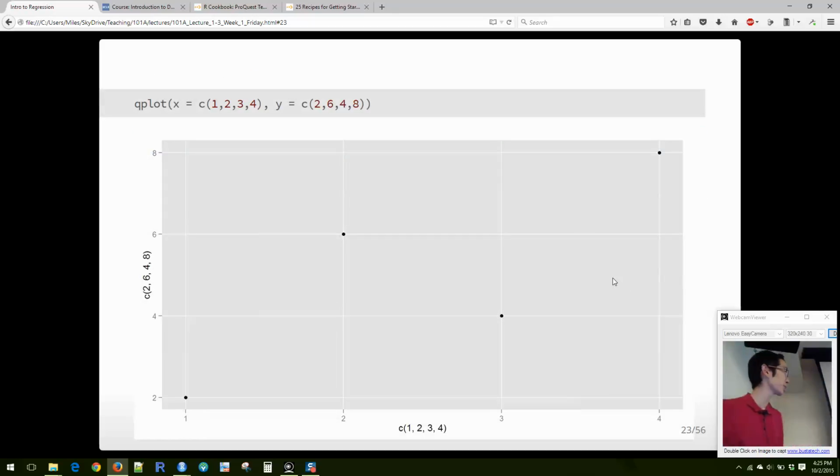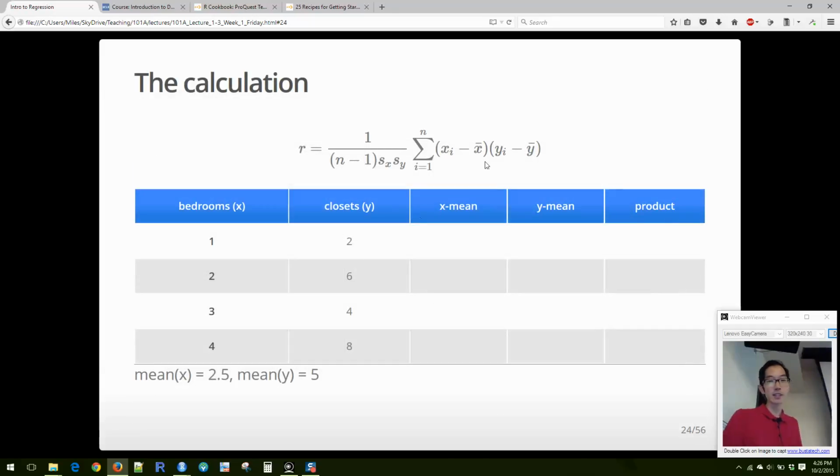Let's plot our data, and this is what it looks like. Does it look like there's some kind of linear trend? Maybe. I have 4 data points, so it's hard to say anything meaningful, but we're going to pretend. As the number of bedrooms increases, the number of closets increases, and that at least kind of makes sense in real life as well.